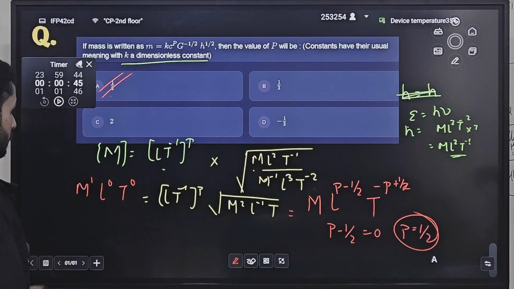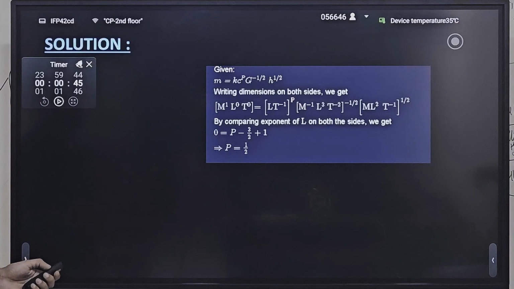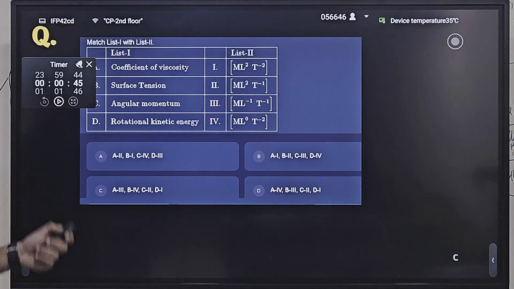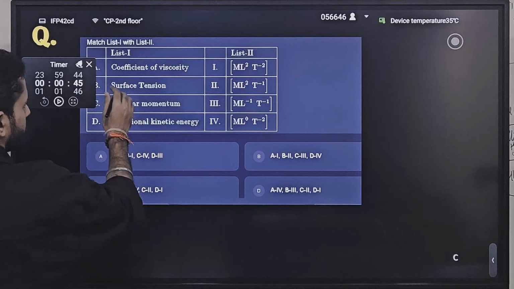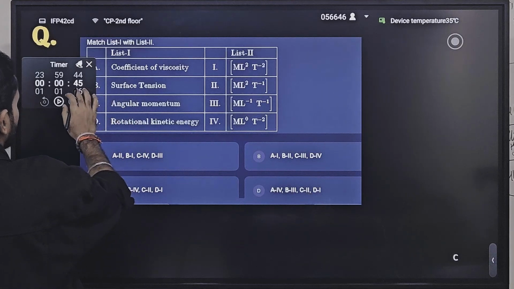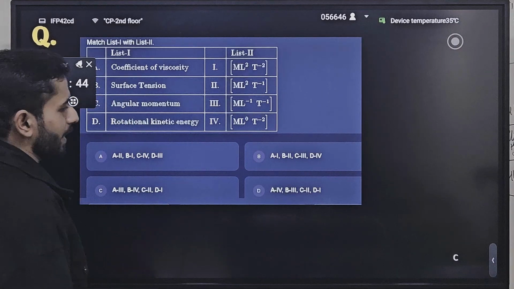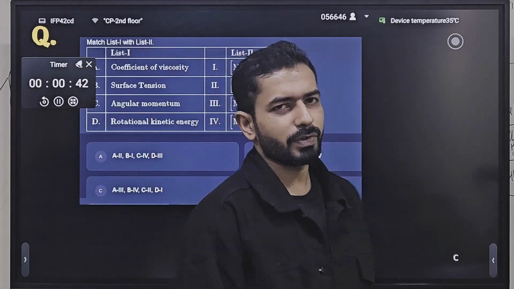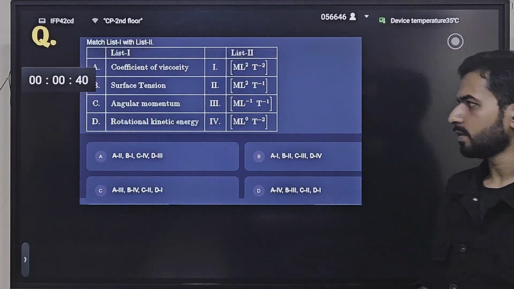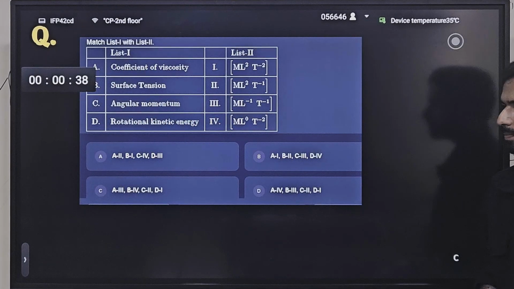Any doubt? This was the basic question. Again, there are some matching questions. Again, I told you in matching questions you always have to analyze one or two options. That is more than sufficient for solving the question. Solve it.